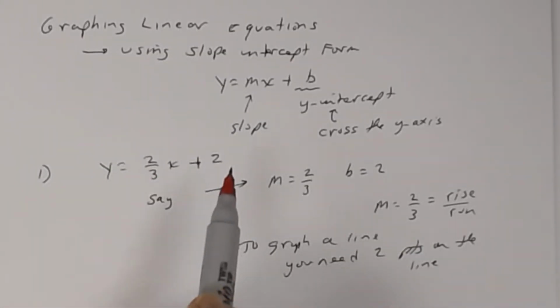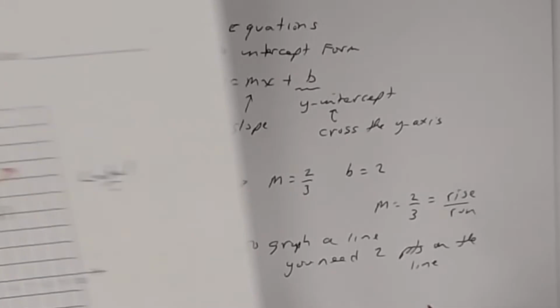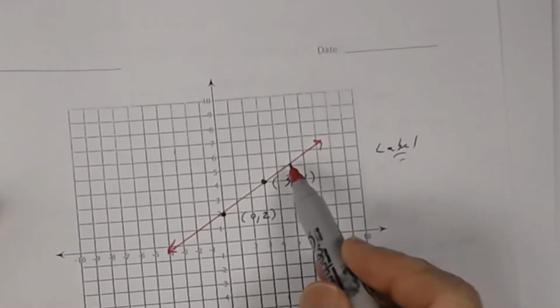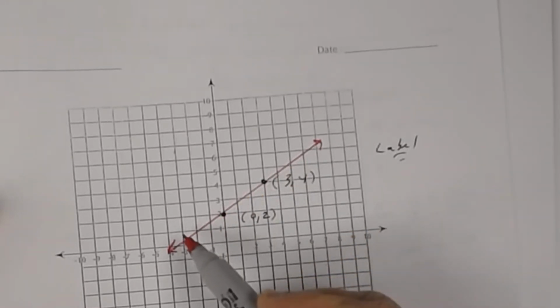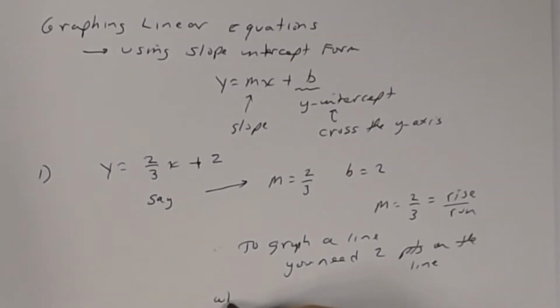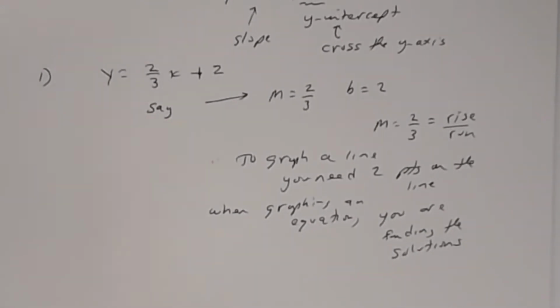All right, so when you graph a line or when you graph any equation, you're finding the solutions to that equation. So anything graphed is a solution to that equation. So there's an infinite number of solutions. All right, so remember, when graphing an equation, doesn't matter what kind of equation it is, you are finding or indicating the solutions.